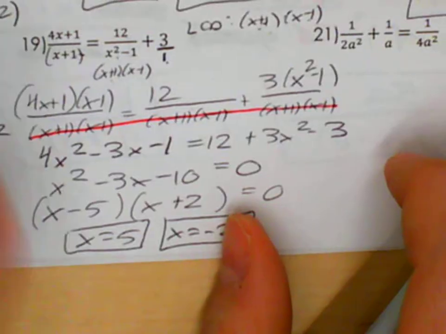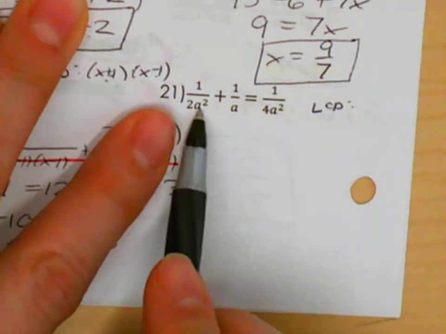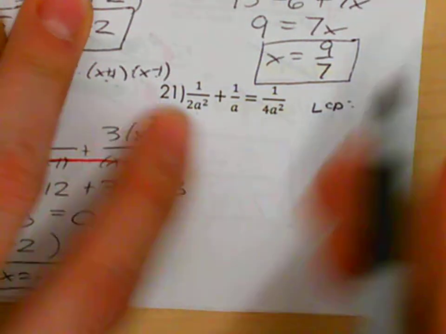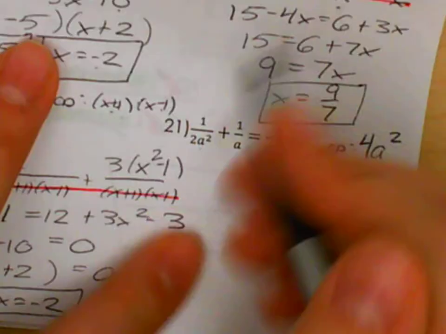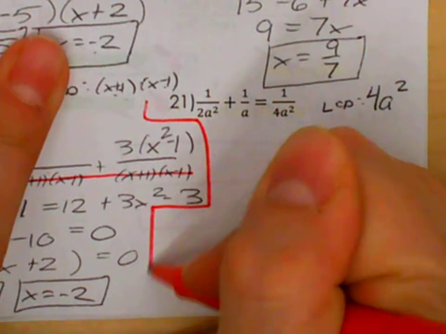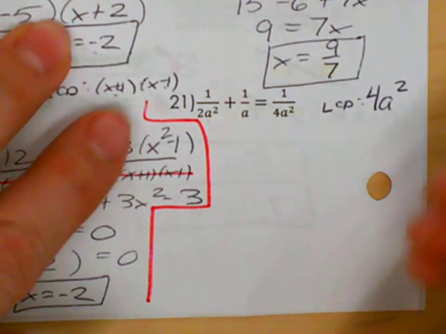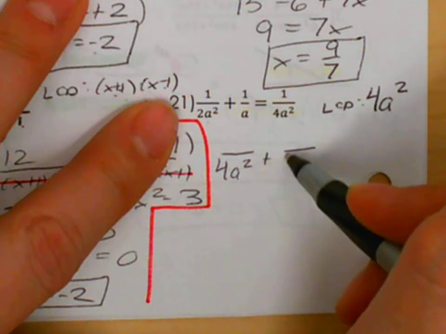All right, last one, 21. We need to find a least common denominator. I've got 2a squared, a, and 4a squared. So my least common denominator is going to be 4a squared. Let me see if I can put a little bit of separation between these problems. Okay, so everything is going to be over 4a squared.